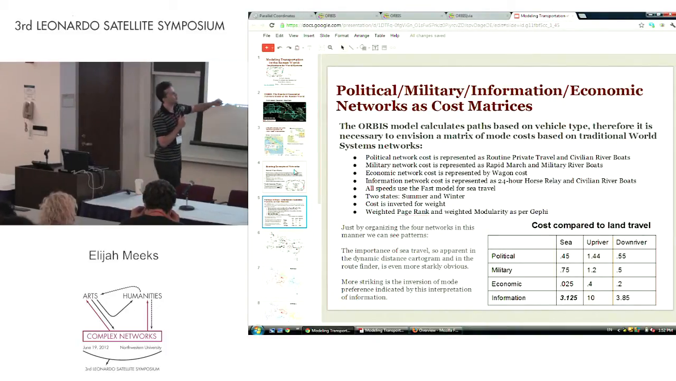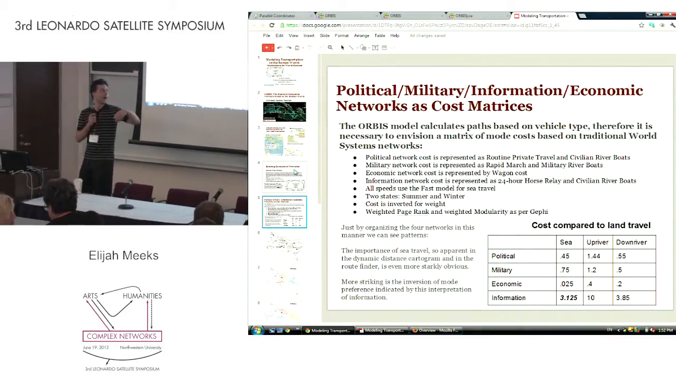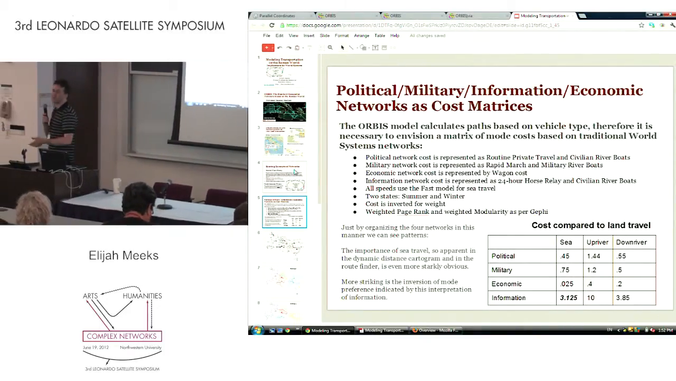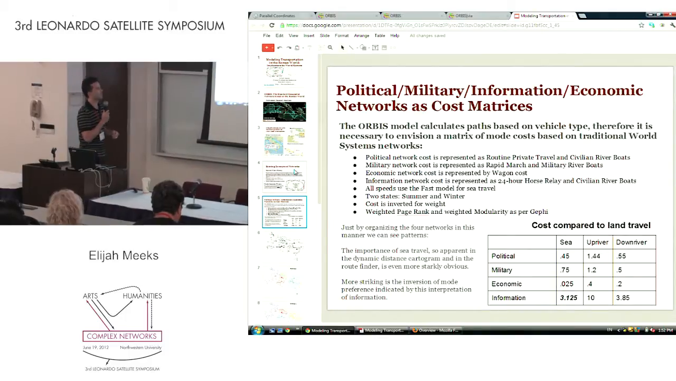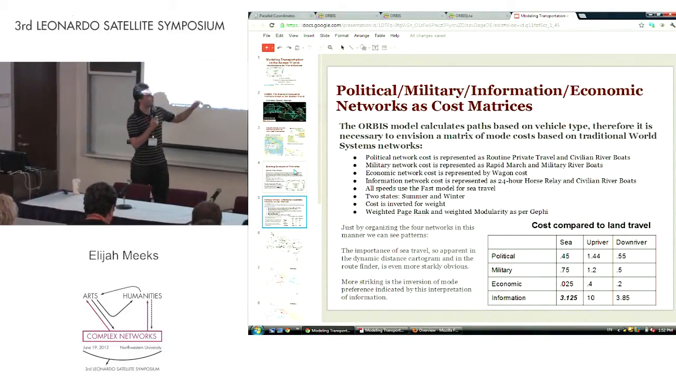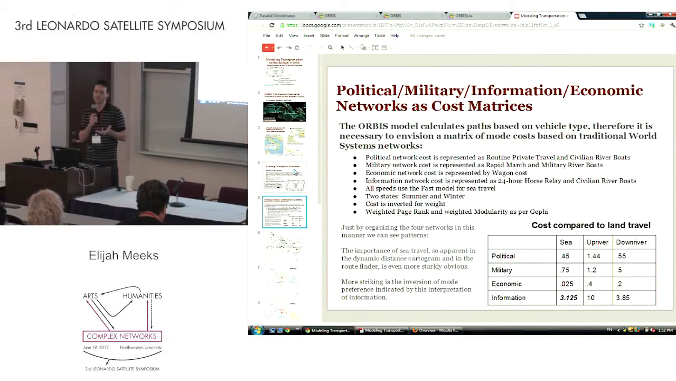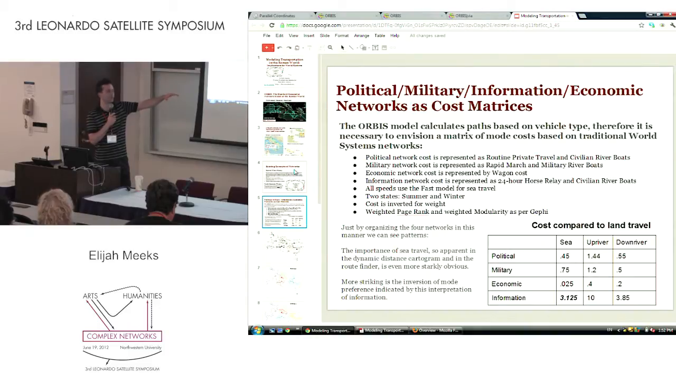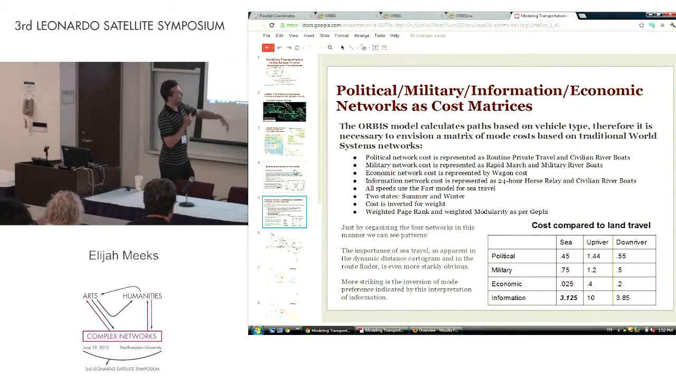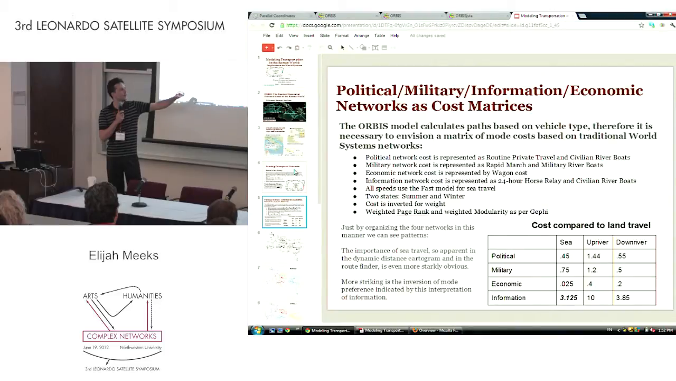And so what I tried to do was represent political networks with a certain type of vehicle matrix, military networks with another, economic networks with a third, and information networks with a fourth. Fundamentally, this breaks down to political networks are 36 kilometers per day on land, and variable rates on the river, but typically 65 kilometers downstream, 25 kilometers upstream. Military is faster on the river, faster on land.